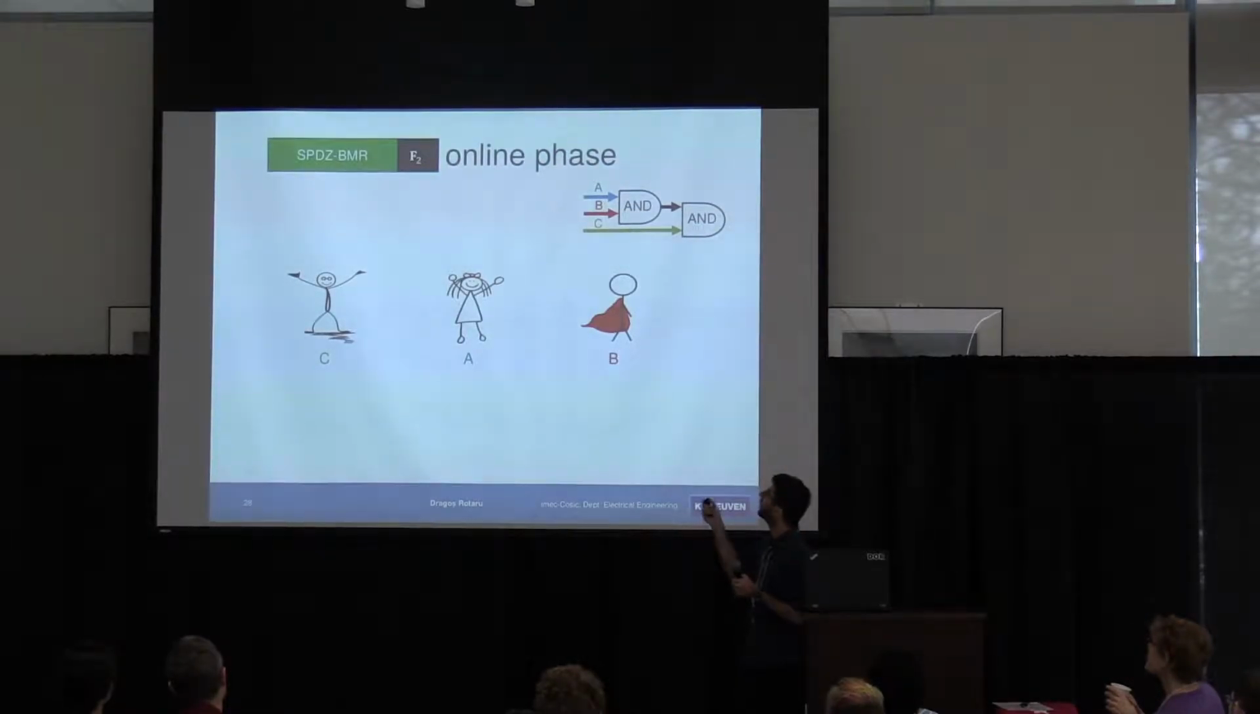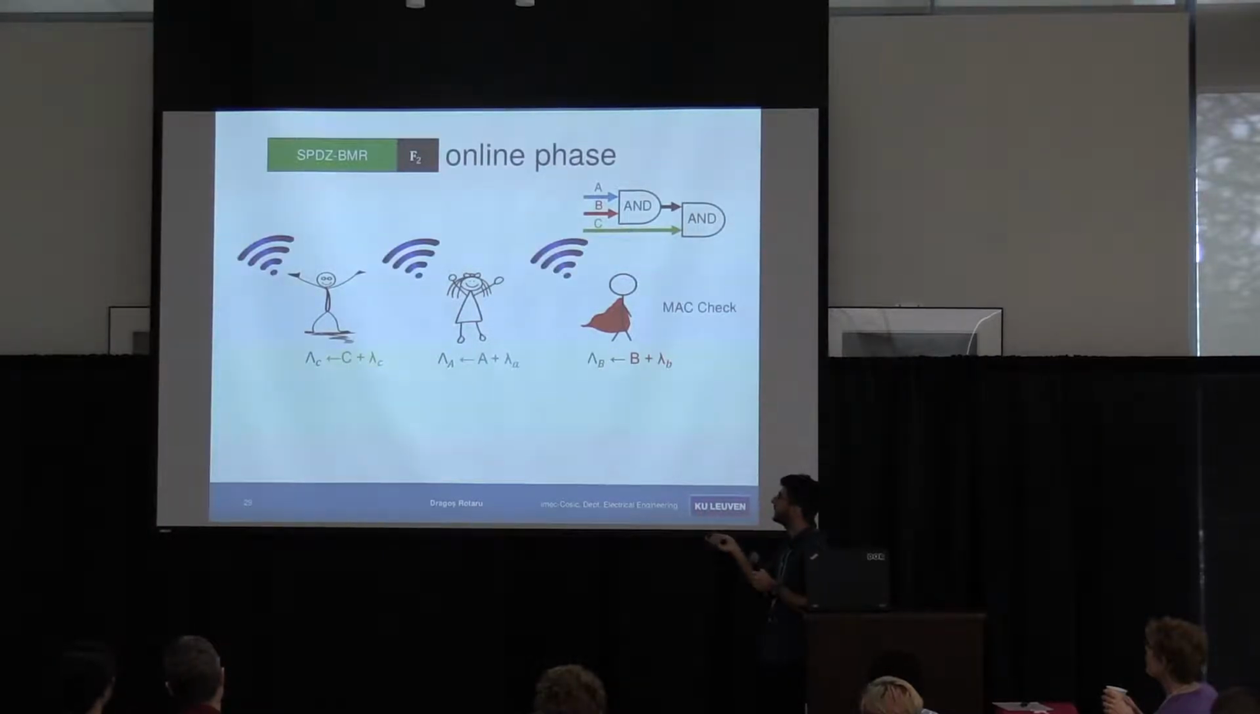So we have a circuit. This is the AND between inputs A and B, and then we take that output and AND it with Charlie's input, and this is a Boolean circuit. And to provide inputs, each party, it's a bit similar to SPDZ over mod P shares.